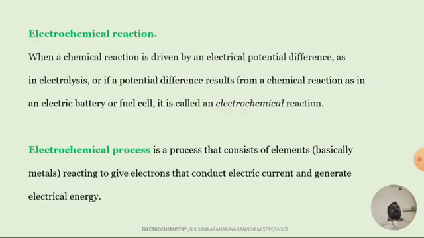Electrochemical reaction: when a chemical reaction is driven by an electrical potential difference, as in electrolysis, or if the potential difference results from a chemical reaction, as in a battery or fuel cell, it is called an electrochemical reaction. If you do any reaction, there will be an electrical potential difference. So the electrolysis process will happen, or a potential difference arises from the chemical reaction, just like electric batteries or fuel cells.